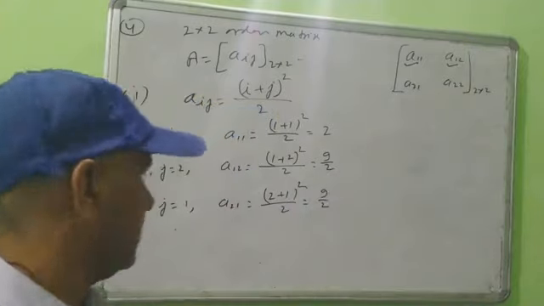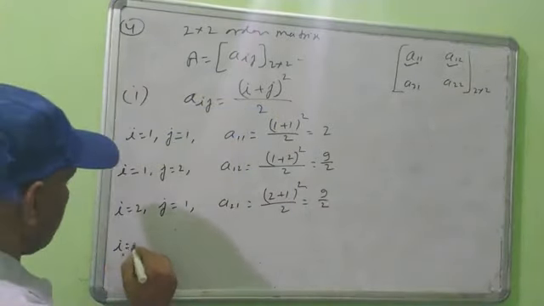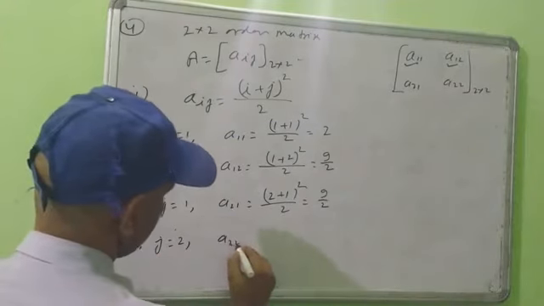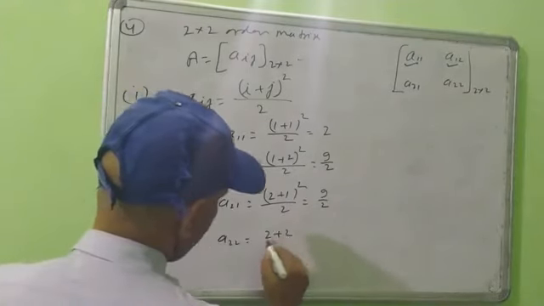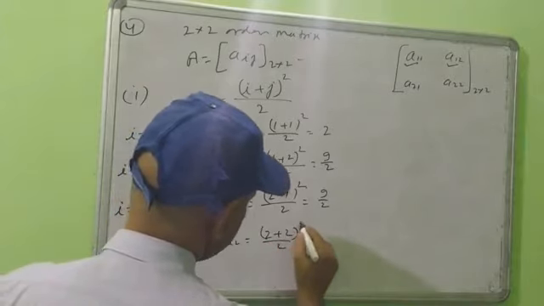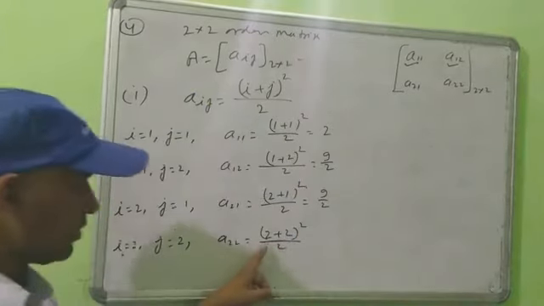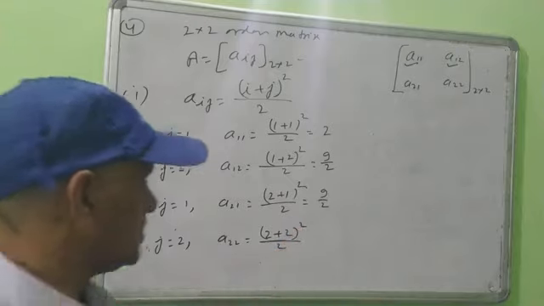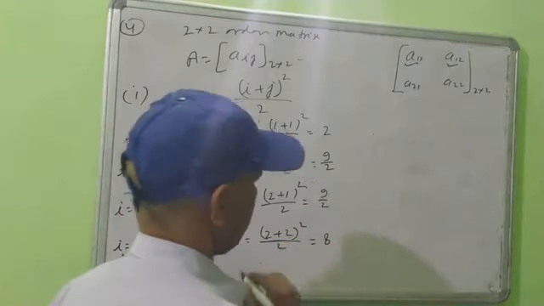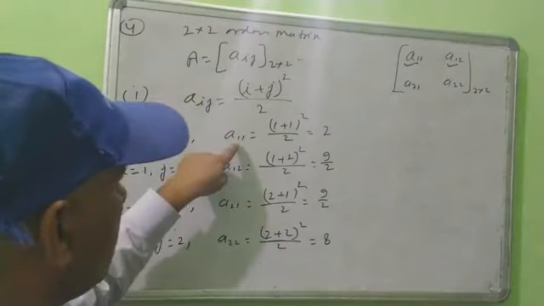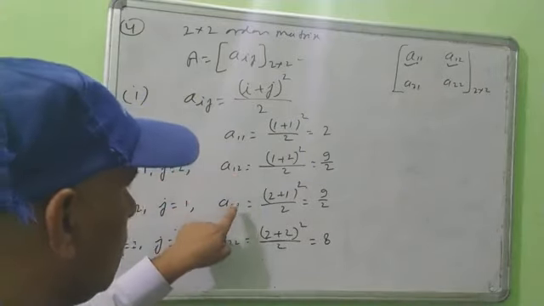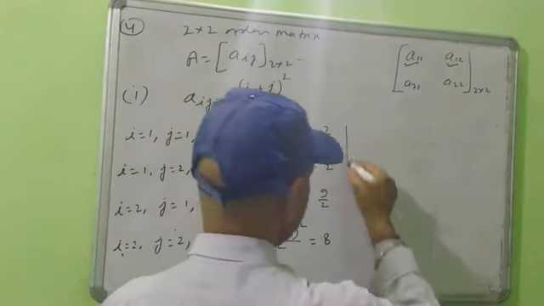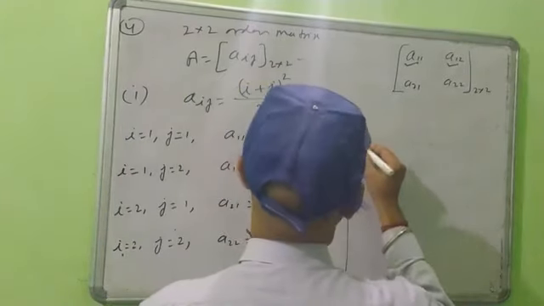After that, the last value you will get is a 2 2. This element means i equal to 2 and j equal to 2. You can say a 2 2. (2 plus 2) whole square upon 2. 2 plus 2 is 4, square of 4 is 16, upon 2 is equal to 8. So you have got the values of a 1 1, a 1 2, a 2 1 and a 2 2. Then you can write here the required matrix.